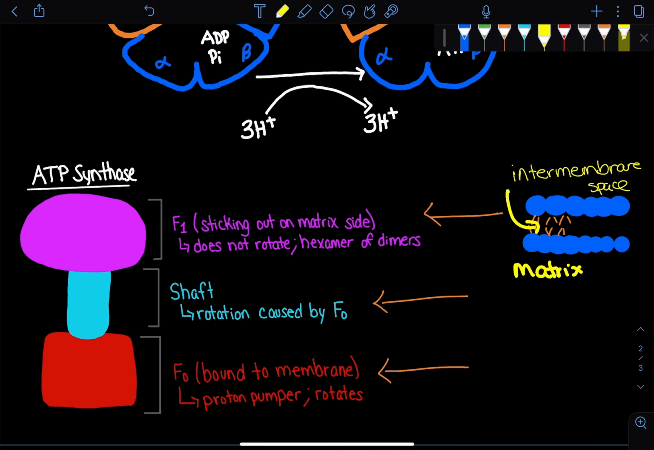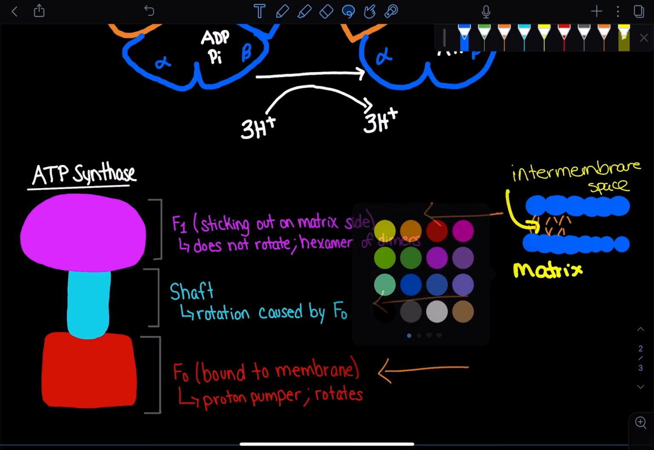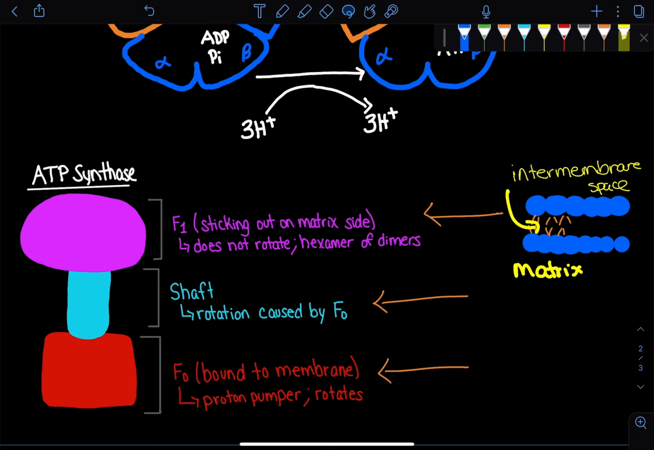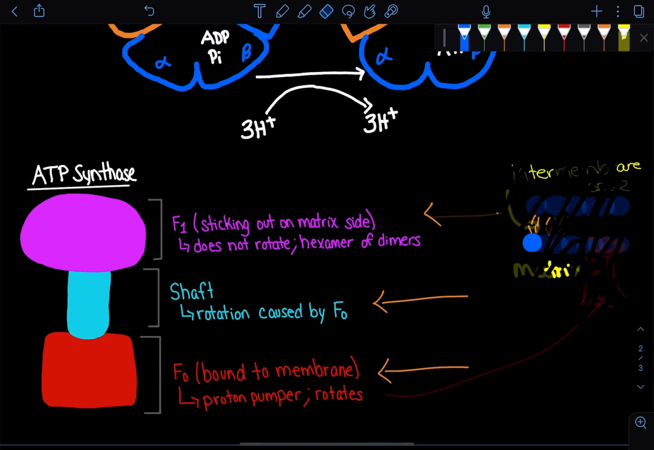So essentially, when we talk about F1, we are saying that F1 is going to be found sticking out on the matrix side. So we're going to see F0 bound to the membrane and F1 sticking out into the matrix side. So we can see over here, F0 is this part that's bound to the membrane, and then F1 is right over here, sticking out onto the matrix side. Now this is very important before we go into detail discussing the bind change model.